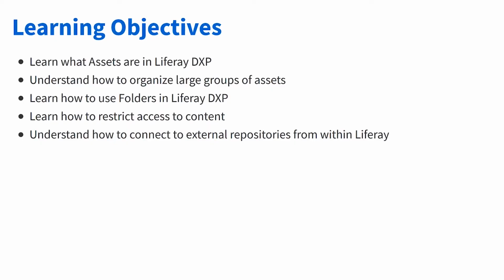Since Livingston is such a large-scale organization, there's going to be a lot of assets over time, so we want to learn how to organize those, keep them all in the right places. To do this, we're going to be setting up folders, and we're also going to be deciding who has access and the correct permissions for each folder. And we're also going to be deciding who has access to assets and folders alike. We'll understand how to connect to external repositories from within Liferay itself.